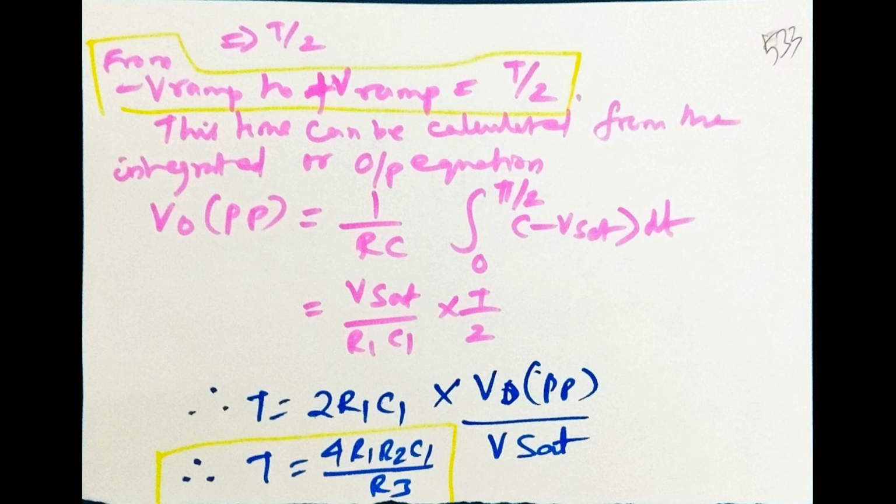V0 PP is equal to 1 divided by RC integral from 0 to T by 2 of minus V saturation dt, which is equal to V saturation divided by R1 C1 into capital T by 2. Capital T is equal to 2 R1 C1 into V0 peak to peak divided by V saturation. Finally, we find capital T is equal to 4 R1 R2 C1 divided by R3.